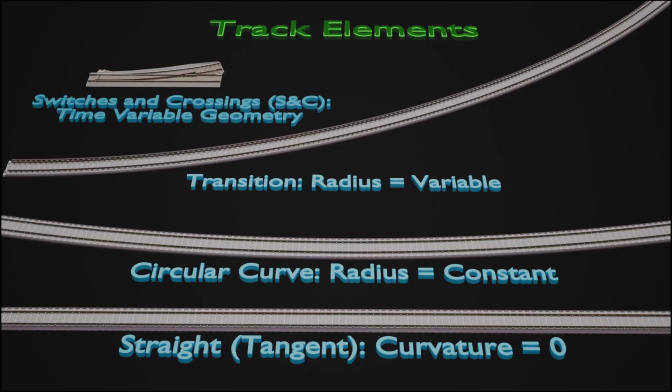And we also have what we call switches and crossings, which we also refer to as S&C. These are elements with time variable geometry that allows us to move trains from one track to another. We join all these elements together in order to form a route.